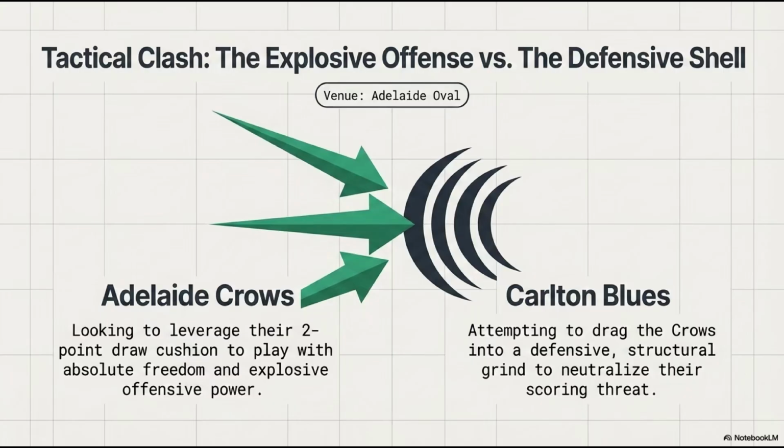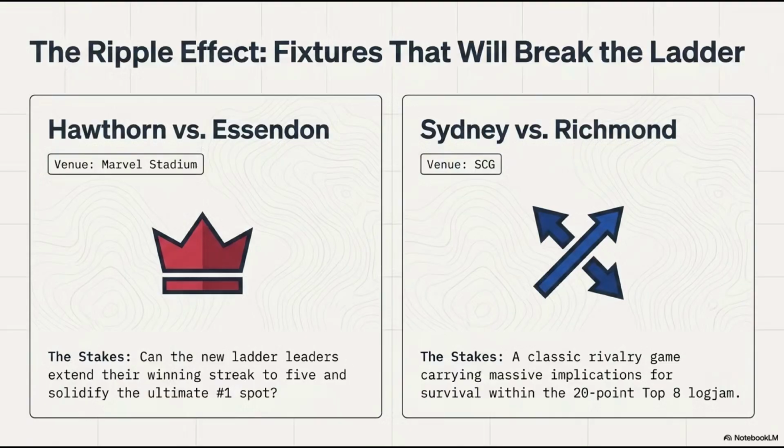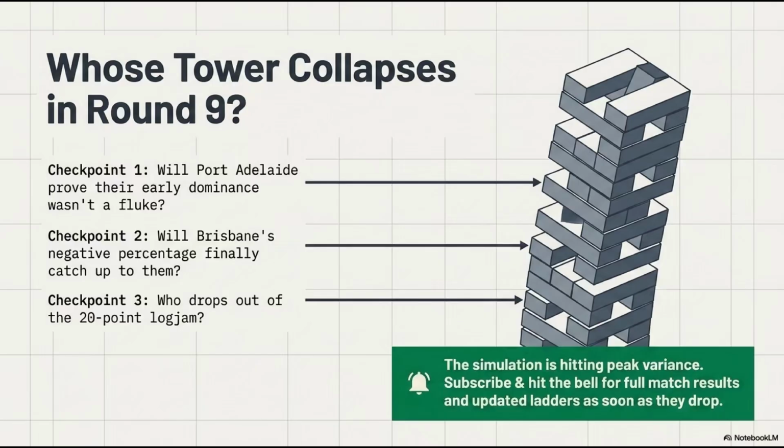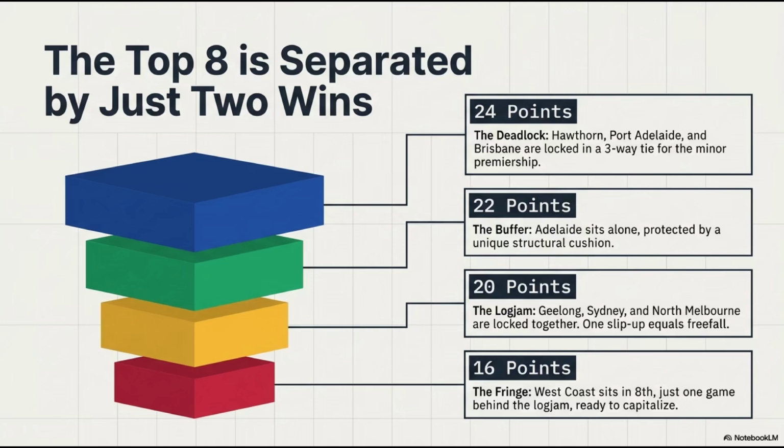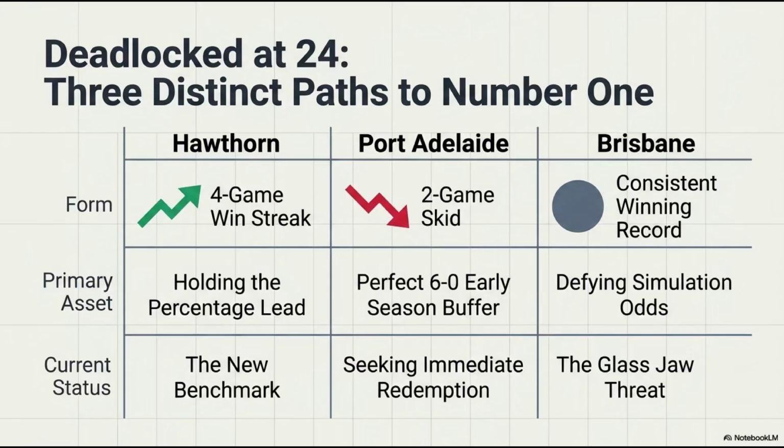It really does. We have a massive 20-point logjam. And this logjam is where the structural integrity of the simulation is truly tested to its breaking point. The pressure down here is immense. Geelong, Sydney, and North Melbourne are all locked together on exactly 20 points, which translates to 5 wins apiece. And lurking right behind them, just one single game back in 8th place with 16 points, is West Coast.